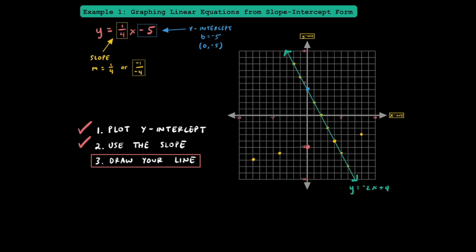And finally, let's draw the line. Here's the line right over here, and it represents the equation y is equal to 1/4 x minus 5.